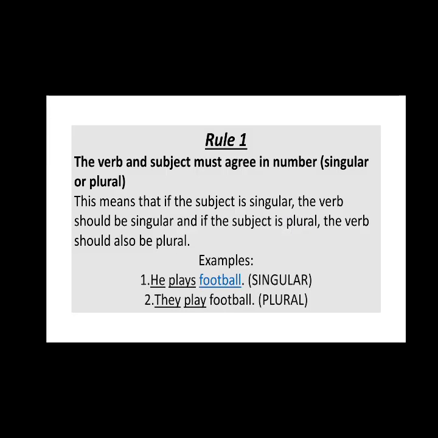Let's start. The first rule is the subject must agree in number. If the subject is singular, then the verb should be singular, and if the subject is plural, the verb should be plural. For example, he plays football. He is a singular subject, so the verb should also be singular. As you know, the verb has a singular form and a plural form, so we make it singular with an S or ES. He is a singular subject, so we use a singular verb. They play football. They is a plural subject, so we use the plural verb.